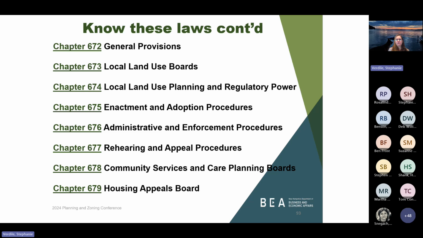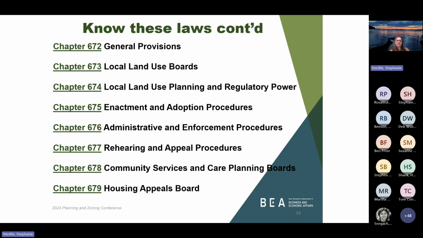RSA 674 addresses the master plan, capital improvements, the zoning ordinance, and manufactured housing. Again, these are the RSAs that you're going to work with mostly. So you need to be aware of what they describe and how they apply to the board. 674 is big because that is where your subdivision and site plan regulation authority would come from. The planning board is only given the authority to review subdivisions and site plans based on whether or not the legislative body has given them that authority to review and have approval procedures for site plans and subdivisions.